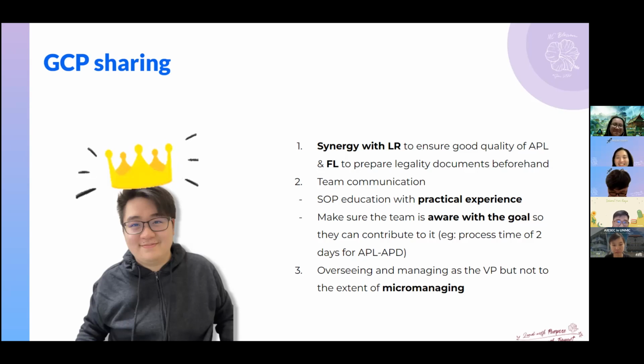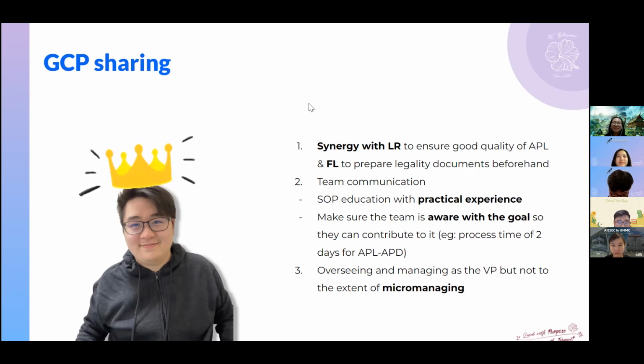And lastly, as the VP, I think I really have to send reminders to them, but not to the extent of micromanaging and in the end ruining their experience. It's just assisting and also helping them understand why they're doing what they do and giving them some space and chance to shine, I think. So yeah, that's what I've figured out for now. Thank you.